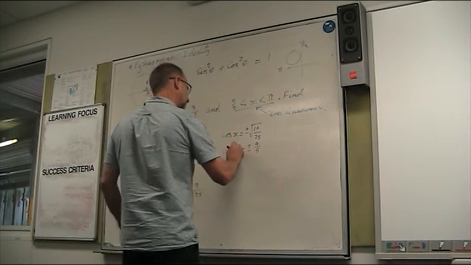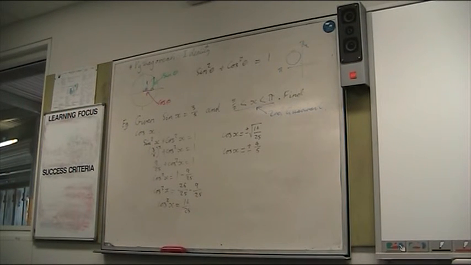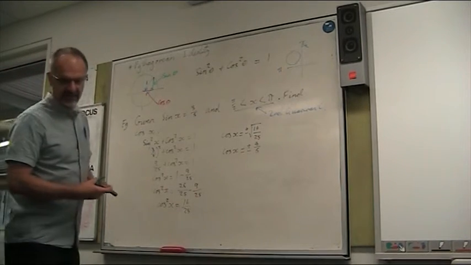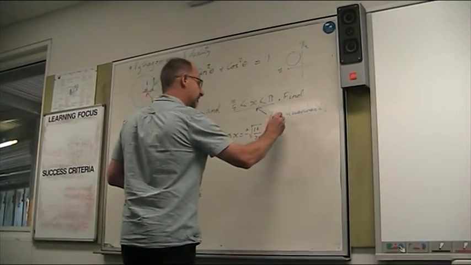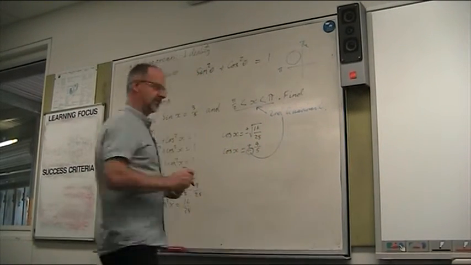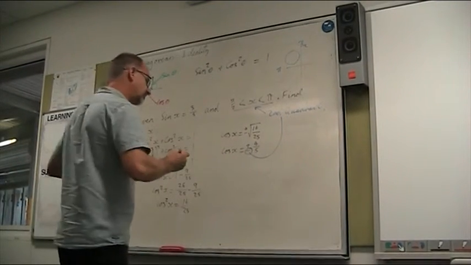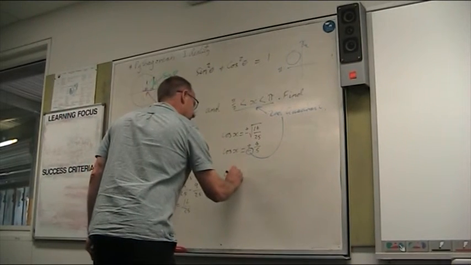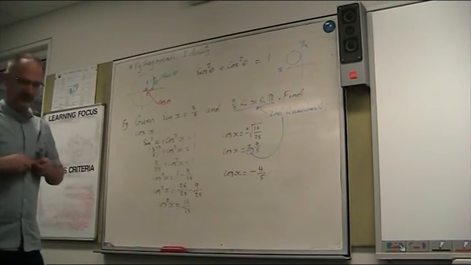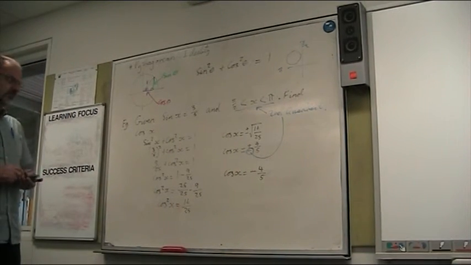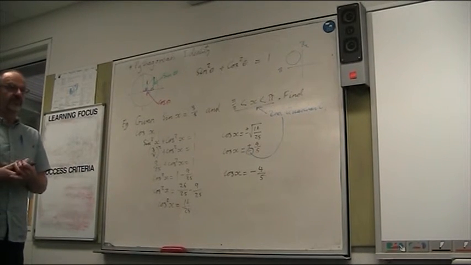However, which quadrant are we in? Second. Yep. So it's got to be the negative. So in the second quadrant, we want the negative. Cos is negative in the second quadrant. So cos x would be -4/5. Alright, that's it.